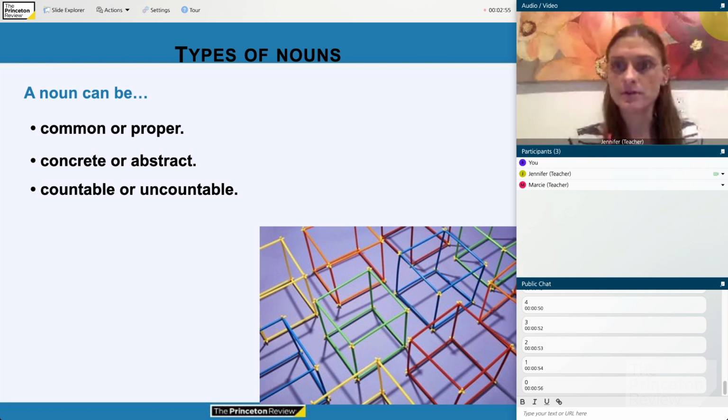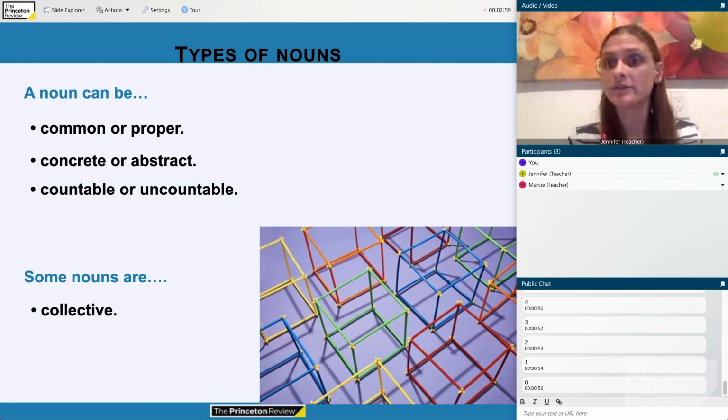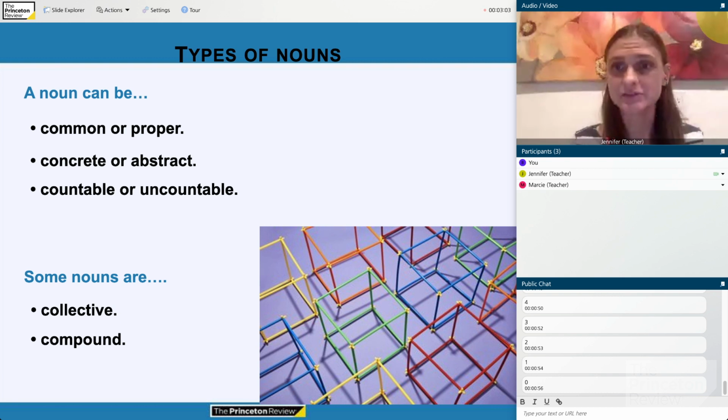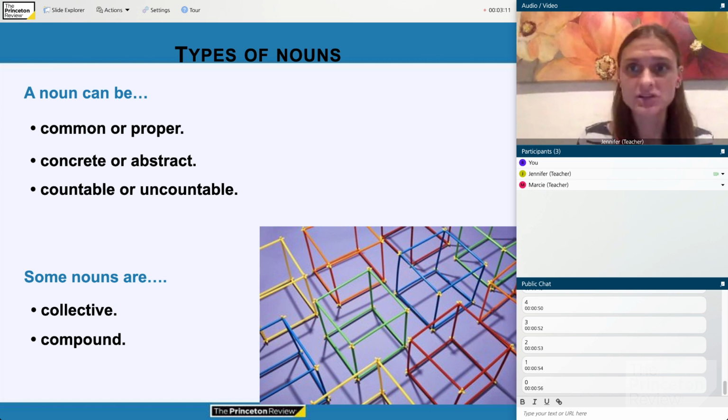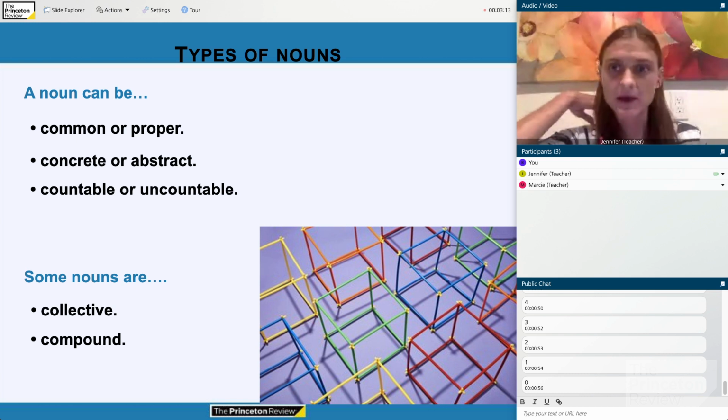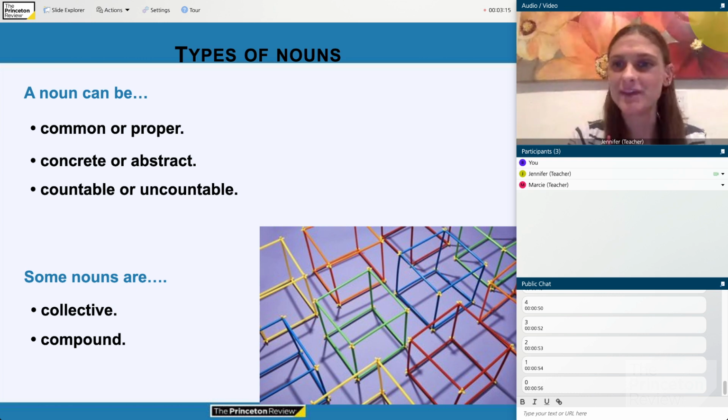Then there are 2 other kinds of nouns to look at here. Some nouns are considered collective, and other ones are compound. So these are the 5 different groups of nouns that we're going to be looking at today. And as this is a live stream, if you have any questions while you're watching live, feel free to type in the chat box and they will come to me to be answered.